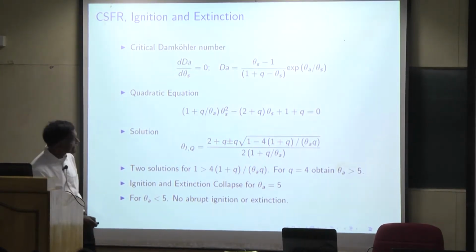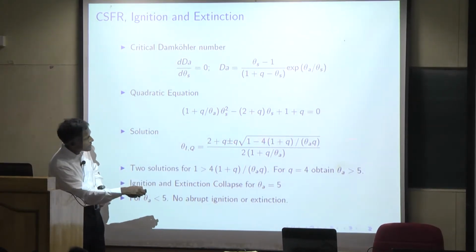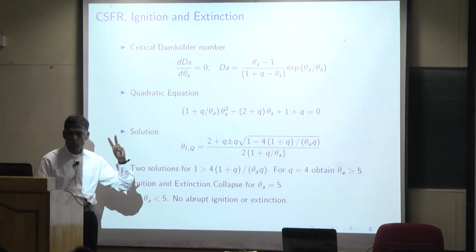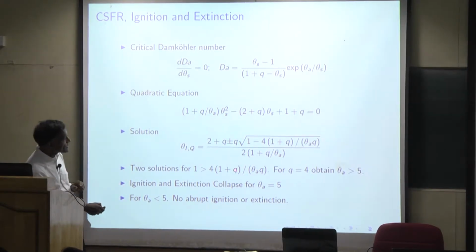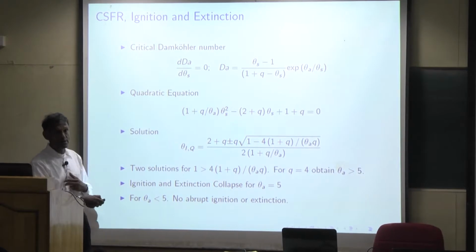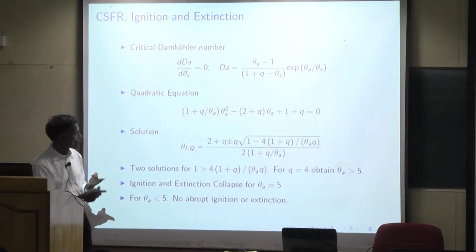Now this is something very interesting you can see here. Of course, there are two solutions, depending on the plus or minus sign. What you notice is that for theta to have two solutions, both ignition and extinction, that can happen only if this discriminant is greater than 0. If the discriminant is greater than 0, you have two solutions to this quadratic equation.